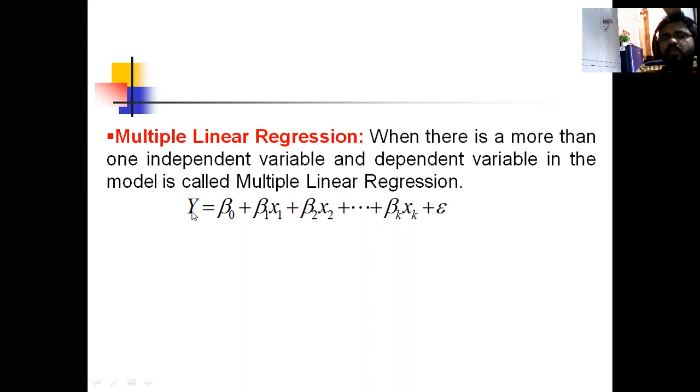Here y is the dependent variable, beta 0 is the constant or intercept, and beta 1, beta 2, up to beta k are the parameters, coefficients or slopes. X1, x2, up to xk are the independent variables. Epsilon is the error term, random term, disturbance term or stochastic term. Okay, so this is about multiple linear regression.